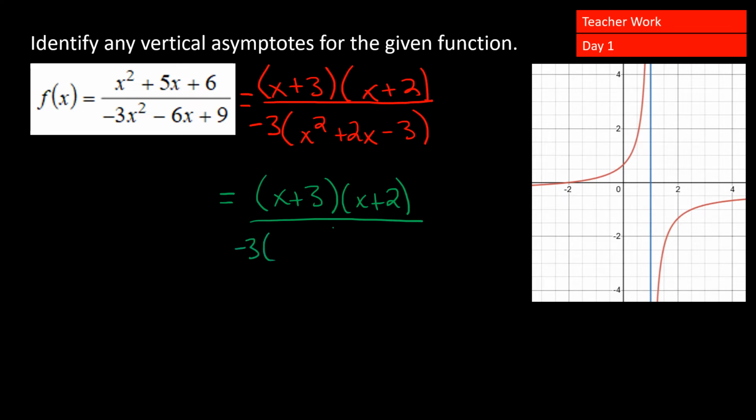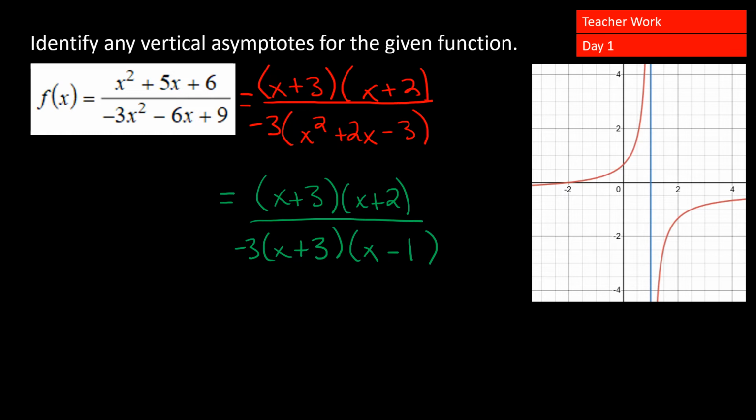And I'm going to break this denominator down. To get x squared, that would be x times x. Two numbers added or subtracted, they give us 2, but multiplied give us negative 3. Well, that would be a plus 3 and a negative 1. 3 minus 1 is 2, and 3 times negative 1 is negative 3.